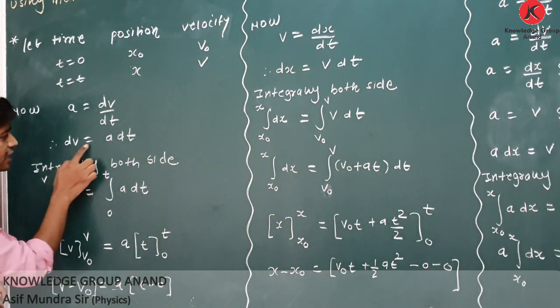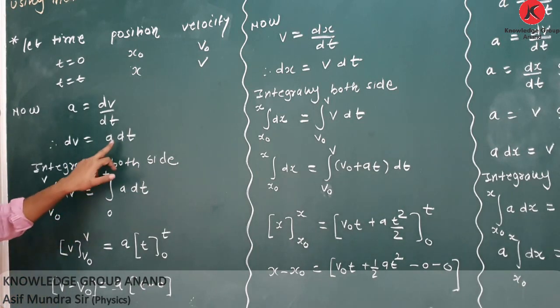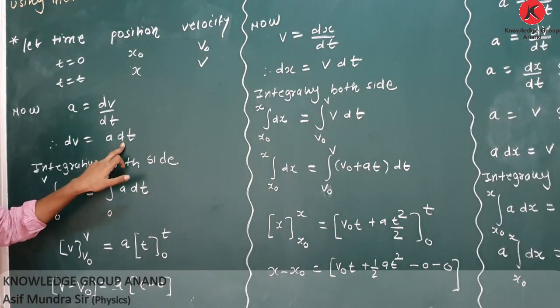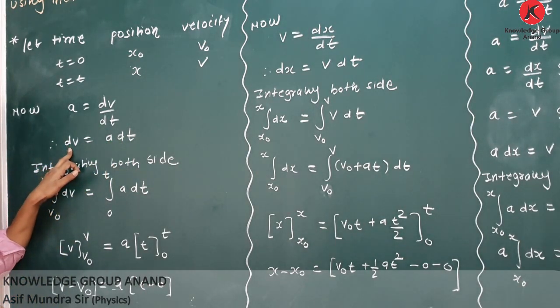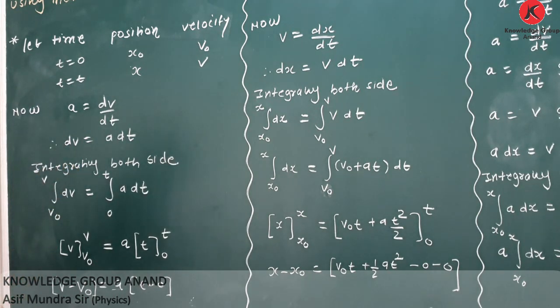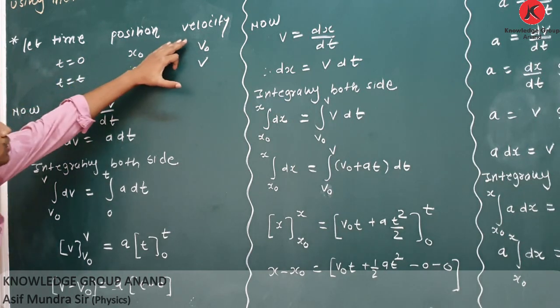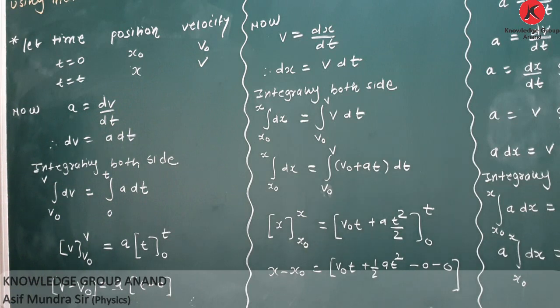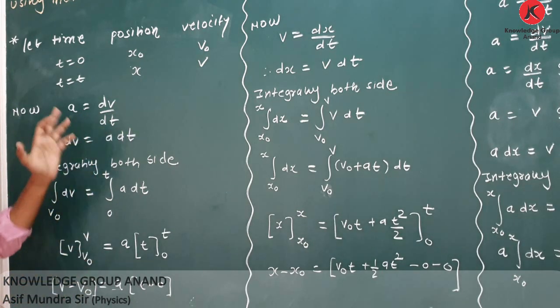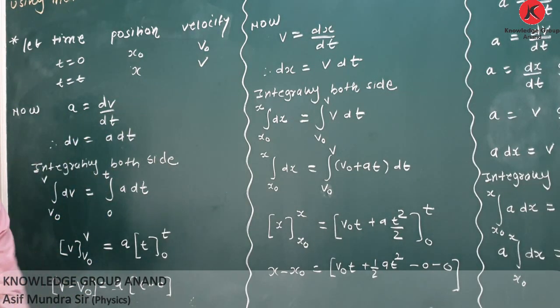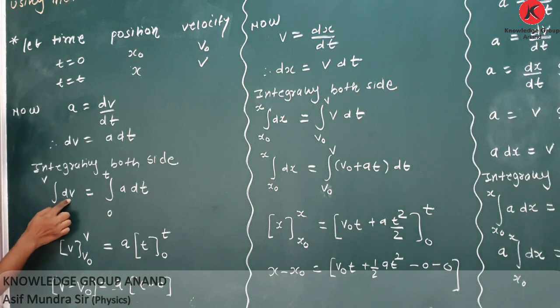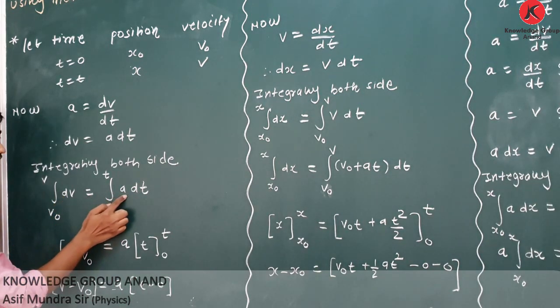Again, dv is equal to a dt means for a very small time the change in velocity is dv. But we want to calculate the change in velocity from time t equal to 0 to t, that is from v0 to v. So we have to integrate this equation. Clear? So taking integration on both sides, integration dv is equal to integration a dt.